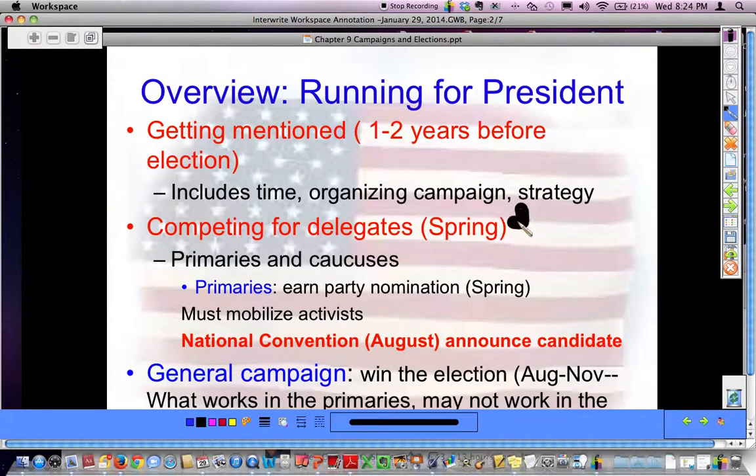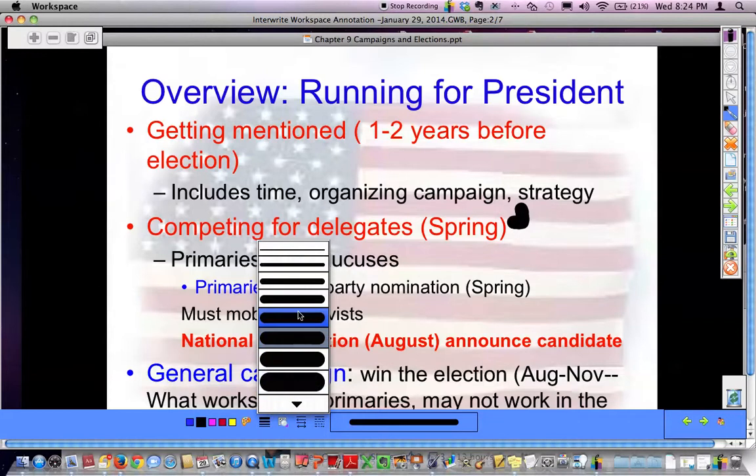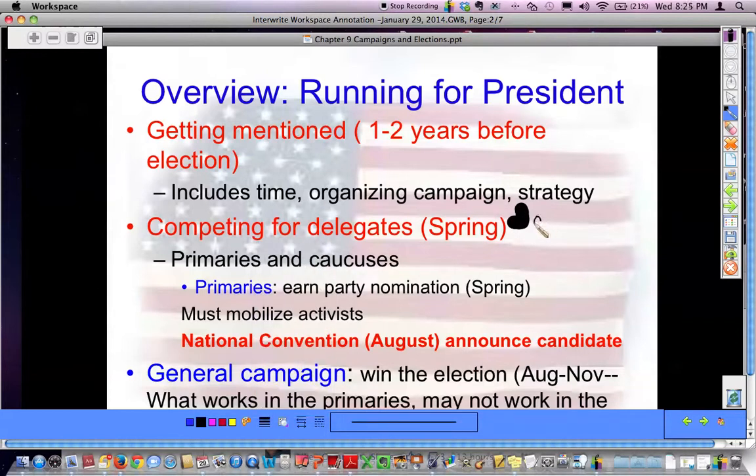January and June will be the race for delegates. So once you get mentioned, the second phase is competing for delegates. And how you do that is through a presidential primary or an area caucus. And remember, another meaning for that word is a meeting. Primaries are intra-party nominating devices, and that's how voters tell each party who they want, and that's held in the spring.